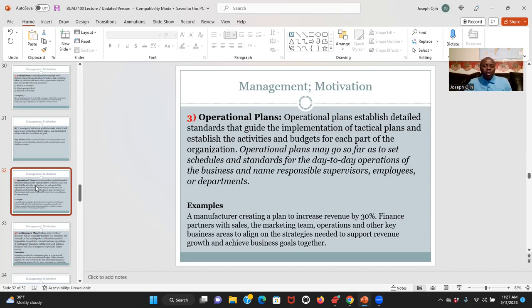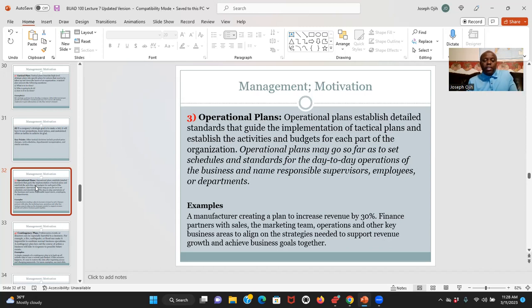So the operational plans can be used to set the schedules and standards for the day-to-day operation of the business, and then name supervisors, employees, and departments that will be in charge of those. And I'll give you an example with a manufacturer who is creating a plan to increase revenue by 30%. Okay, so that is his goal, to increase revenue by 30%.